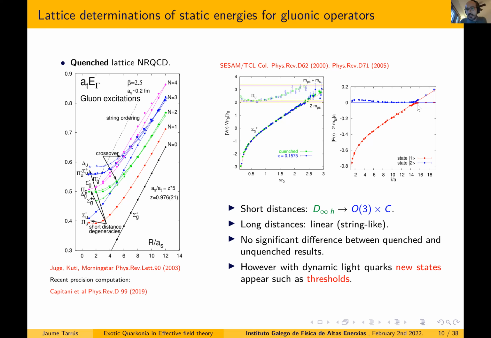So here the idea is that you have a mixing, and due to this mixing, when the quark anti-quark energies cross the mass of the two heavy mesons, the ground state changes from the quark anti-quark to the heavy meson pair. But this is because there is a mixing potential between the two.